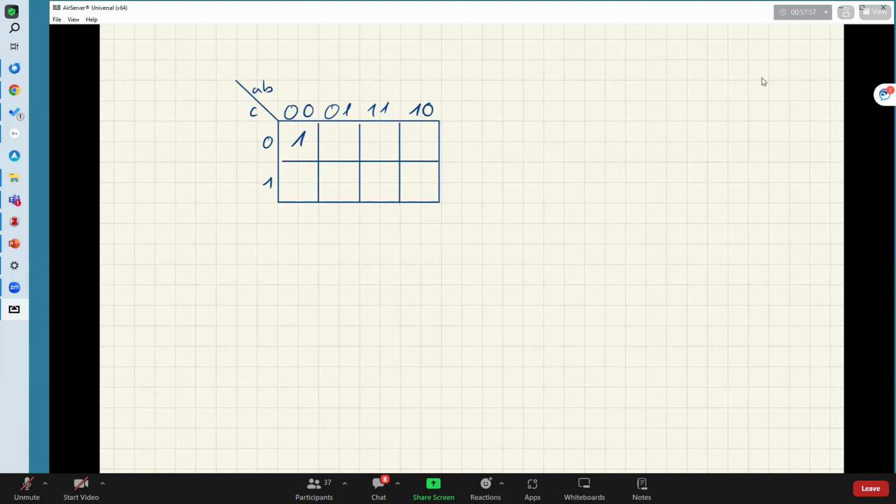Then you have a 1 at A, B naught, C naught, and here A, B naught, C, and A, B, C naught, and here, right? That's how your map is looking like, right? Yes. Okay. So what you can combine here as well are these 4.